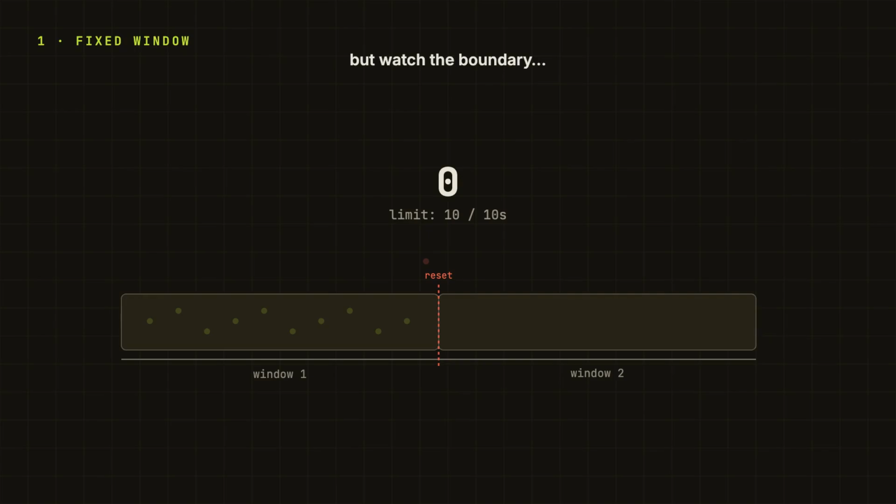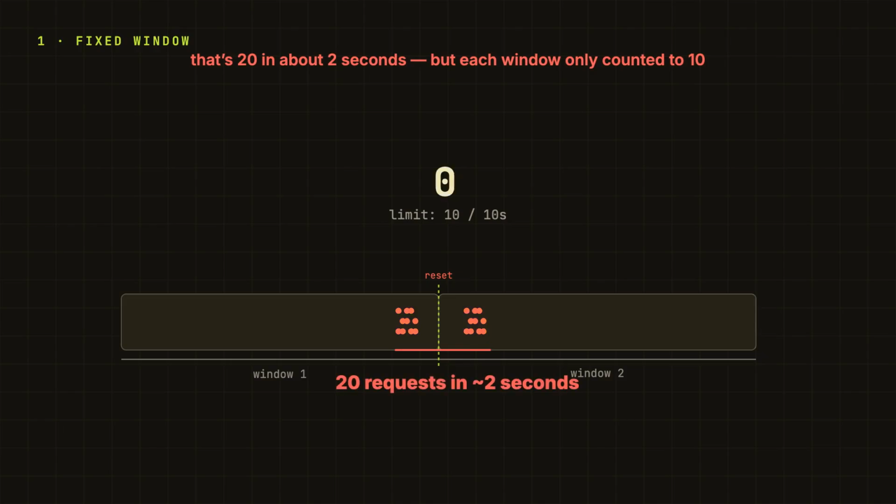But watch what happens right at the boundary. Let's say someone sends 10 requests at the ninth second. All of them are allowed. Counter is at 10. Then at the 10th second, the window resets to 0. And at the 11th second, they send 10 more, also allowed. So that's 20 requests in about 2 seconds. But each window only ever counted to 10. On paper, nobody broke the rule.